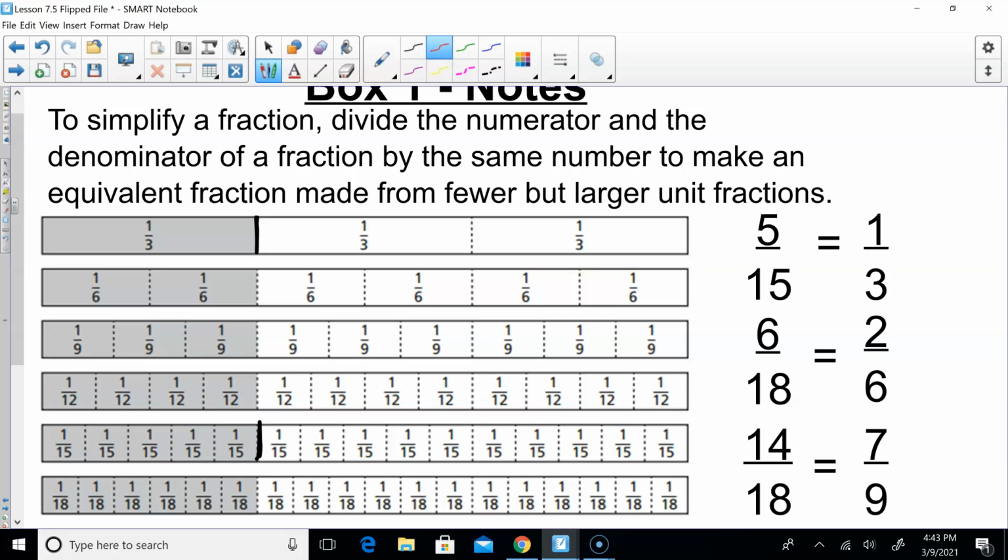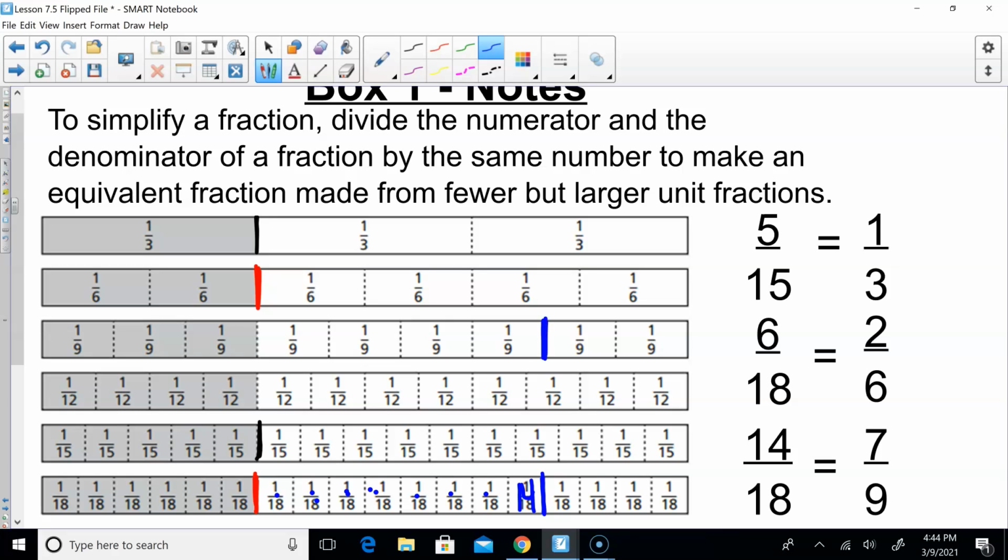We have 6/18, so that's going to be lots of little pieces right here, but we're going to make it into 2/6. And then we also have 14/18, so we're going to go big, not even in the shaded part anymore. 14/18, holy cow, 6, 7, 8, 9, 10, 11, 12, 13, 14. Here's our 14th one. And that would be the same as 7/9.